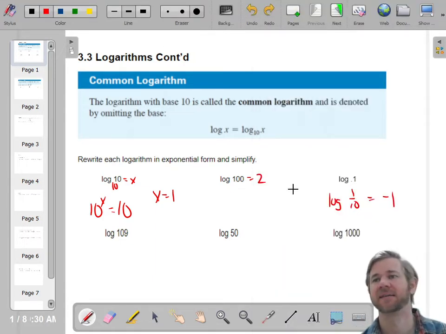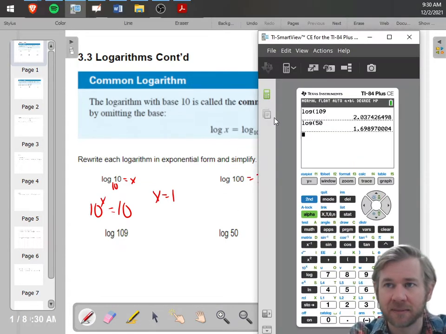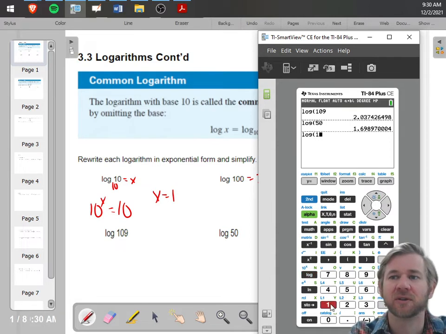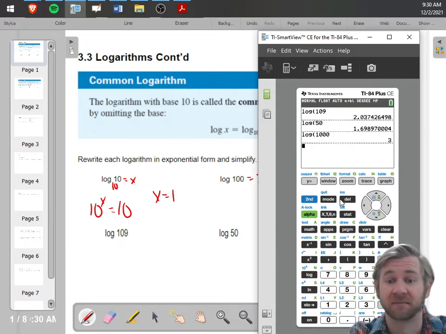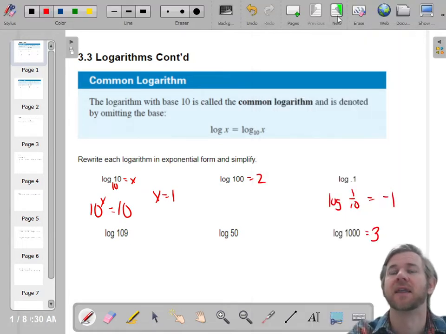But this one's not. That's a 3. 10 to the third is 1,000. Okay, and you can check them. If you're using your calculator to do logarithms before you know how to do logarithms, you're going to fail logarithms. Like, full stop. All right, let's try the next section here.